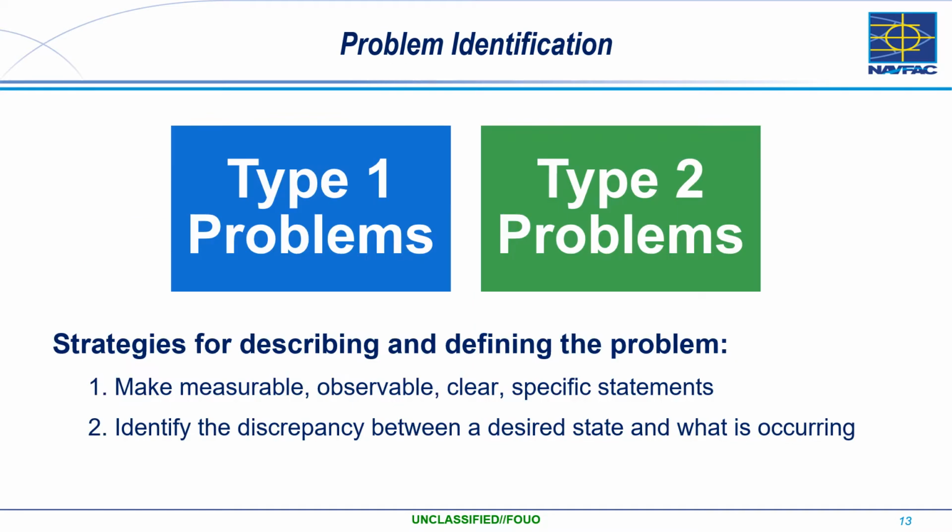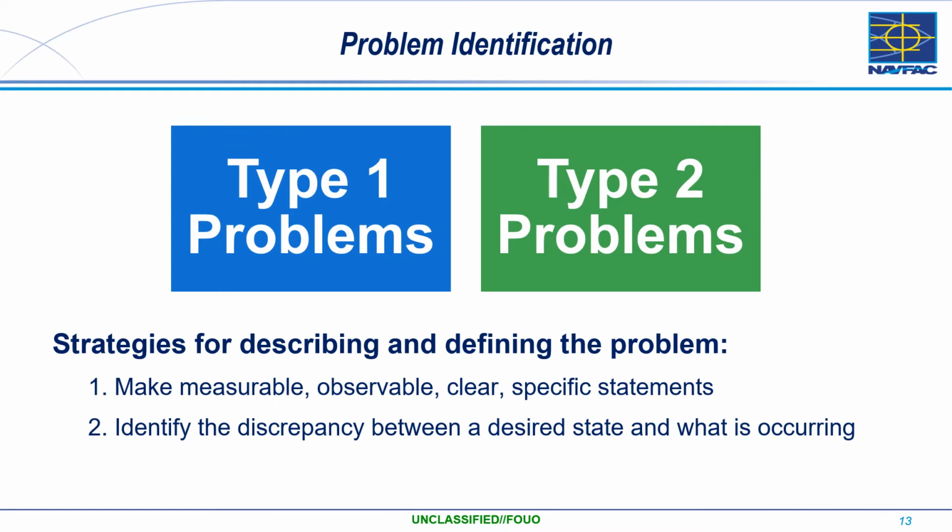Knowing the type of problem we are facing can help us plan our problem-solving technique. A type 1 problem requires a different approach than a type 2 problem. And frankly, for a type 1 problem, you probably don't actually need much of a process for getting to a solution. For a type 2 problem, as you're thinking through your problem, it's important to really define it correctly.